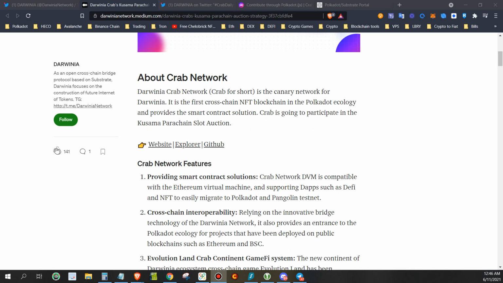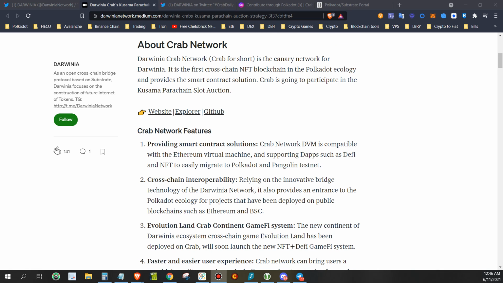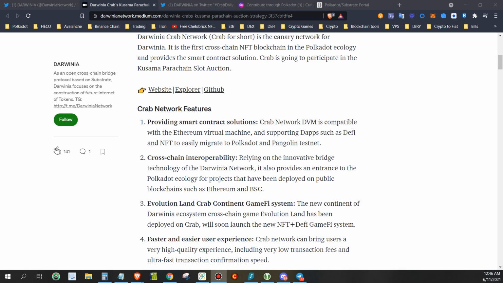Crab Network features: 1. Providing smart contract solutions. Crab Network DVM is compatible with Ethereum Virtual Machine and supports dApps such as DeFi and NFT to easily migrate to Polkadot and Pangolin testnets. 2. Cross-chain interoperability, relying on the innovative bridge technology of the Darwinia network. It also provides an entrance to Polkadot ecology for projects that have been deployed on public blockchains such as Ethereum and BSC, which is Binance Smart Chain.